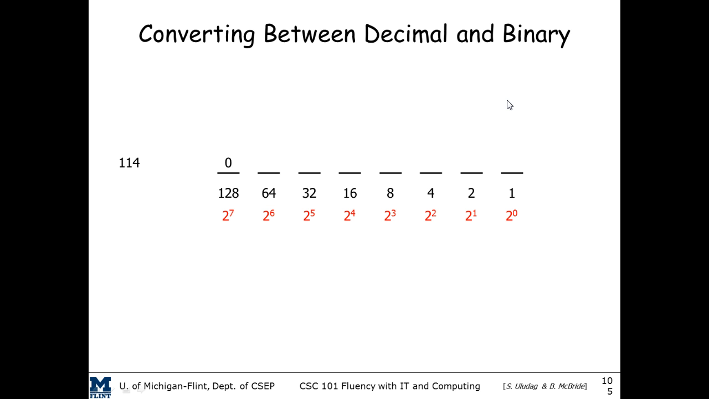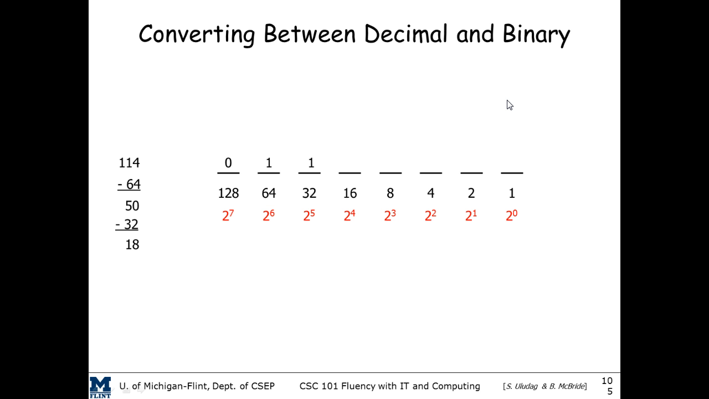Next, we ask the question, will 64 go into 114? Yes, we can subtract 64. So we place a 1 in bit 64, and we subtract 64 from our 114 value. We end up with a value of 50. The next place value in the binary number is 32. Can we subtract 32 from what's left? Yes, we can. 32 from 50 is going to be 18. So we placed a 1 in the 32 spot. We subtracted 32 from 50.